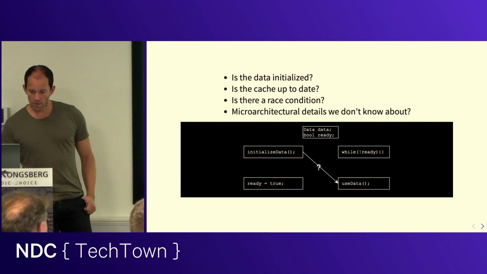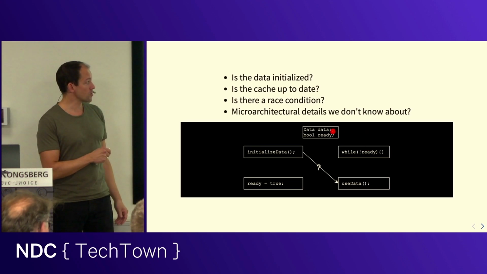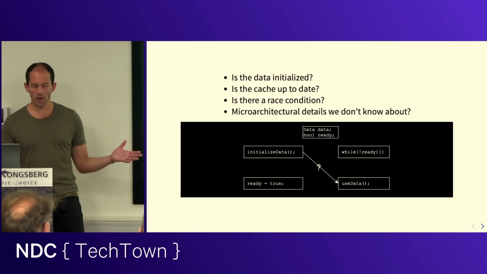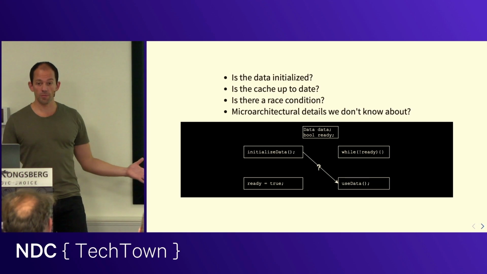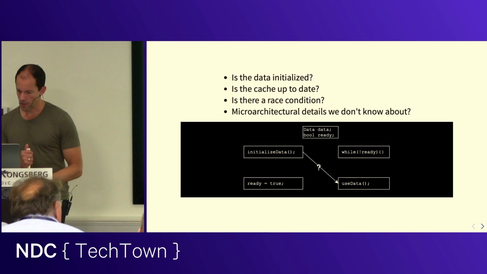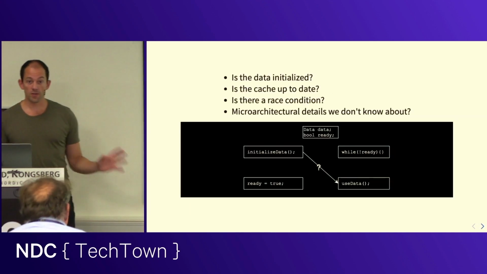And well, what we're interested in, we have this global data and the global ready flag. And then we have, here's thread 1, it's initializing data and setting ready to true. Here's thread 2, looping around here and then using data. And then we can just wonder, is initialize data happening before use data? So like the inter-thread relationship, is there something that says, well, yes, this actually did happen before the other thing? Or, if not, is there a data race?